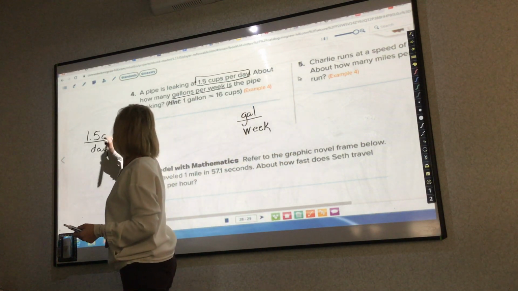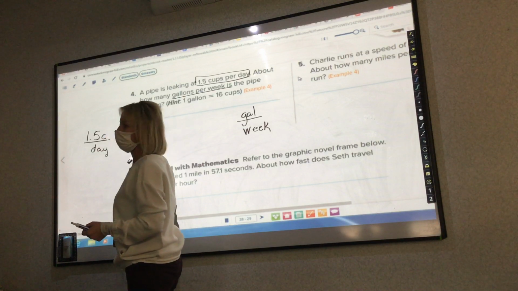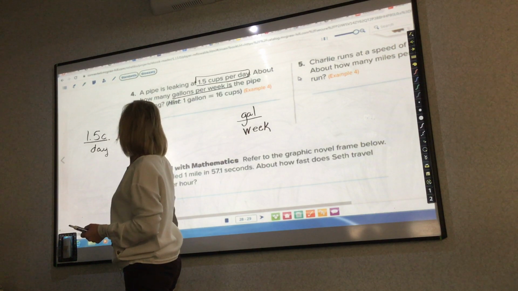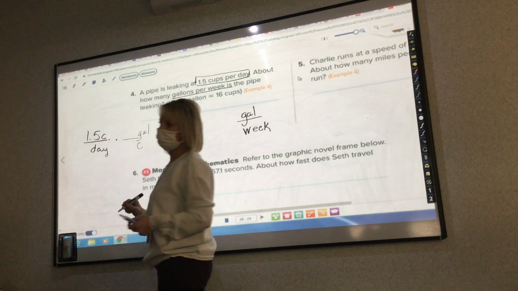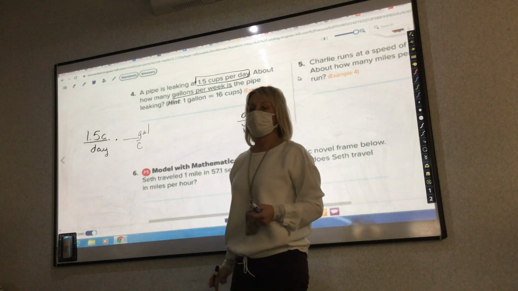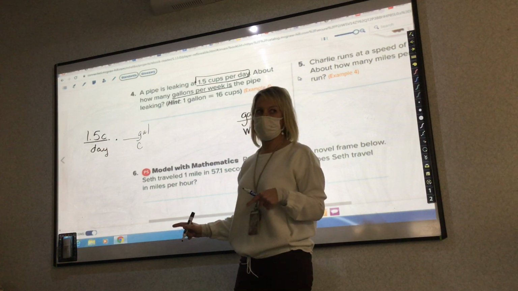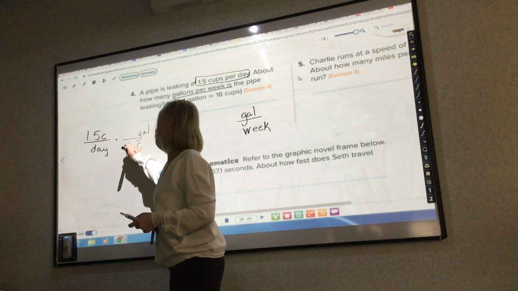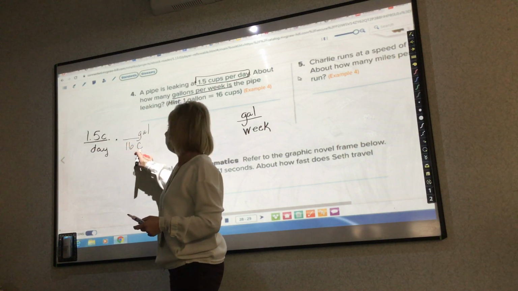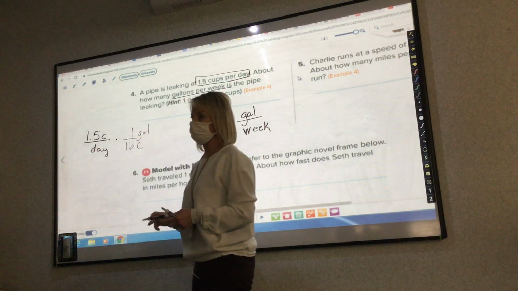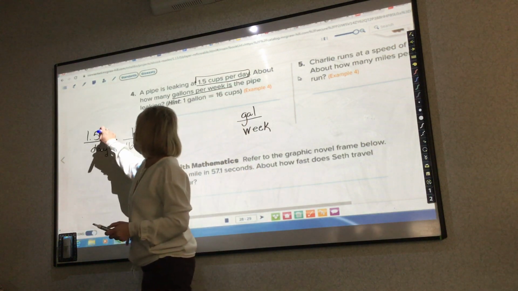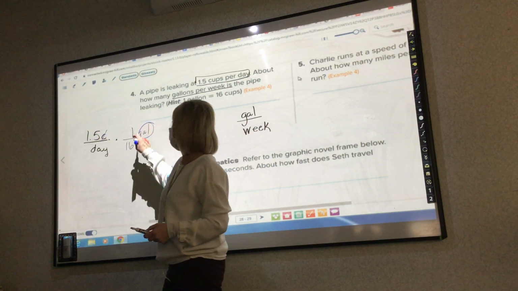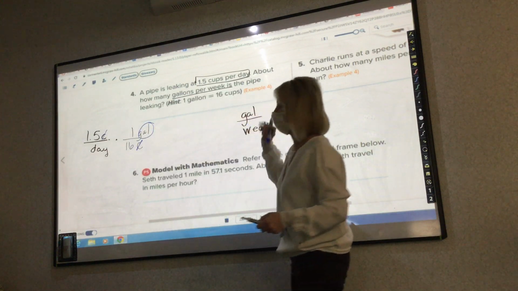So if I'm changing my cups, should it be on the top or the bottom? Bottom, so they can cancel out. Gallons should be at the top. And it tells us a hint, but that's also something you should have memorized. How many cups are in a gallon? 16. So 16 goes on the bottom, because there's 16 cups in 1 gallon. Show me that I'm crossing off the cups. Circle my gallons. So now I'm left with gallons, and I need gallons, so I'm good there.